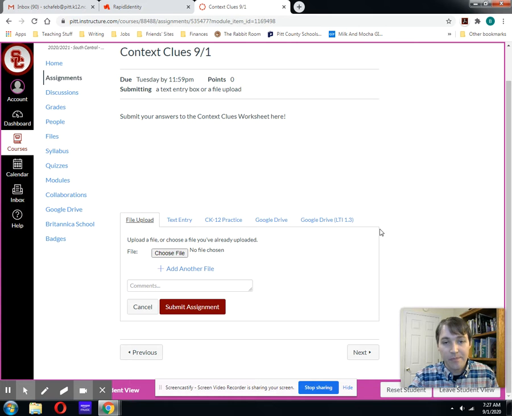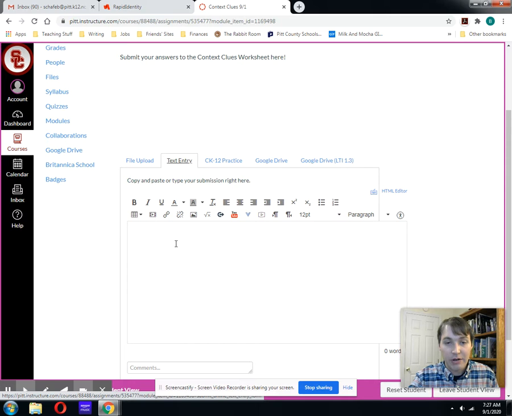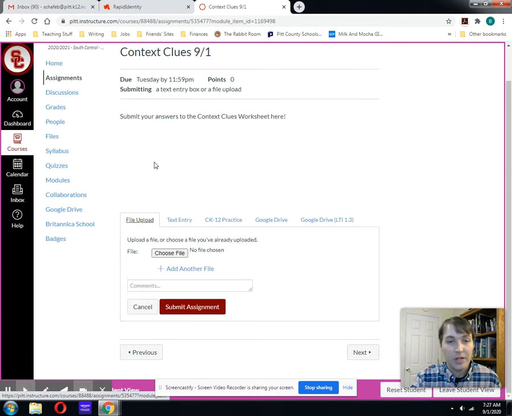And here you have two ways that you can submit the assignment. One, you can click on text entry and you can write your answers in here. Make sure that if you do that, you number your answers. Or you can go to File Upload. You could actually, like I said earlier, write your answers down on a piece of paper, take a picture of that with your phone, and then upload it to this file.